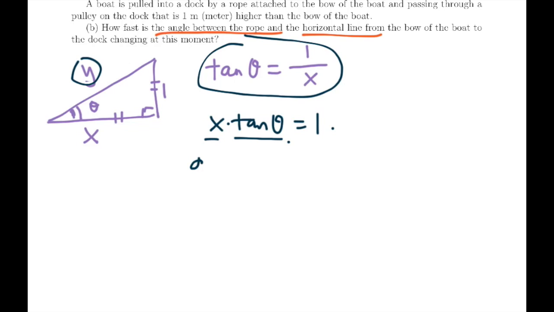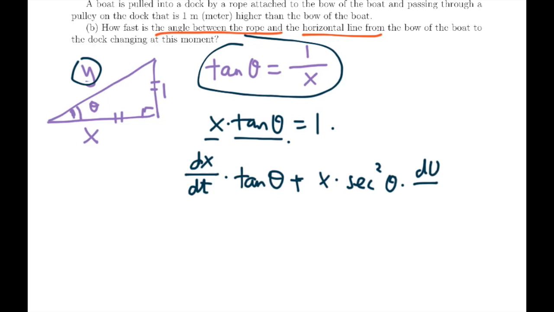So I'm going to first differentiate x with respect to t, that is dx over dt times tangent theta, and then keep x and differentiate tangent theta. Remember, the derivative of the tangent function is secant squared, so I will have x times secant squared of theta. And also remember, theta is a function of t, so by the chain rule, I will have d theta over dt. The derivative of 1 is just 0.